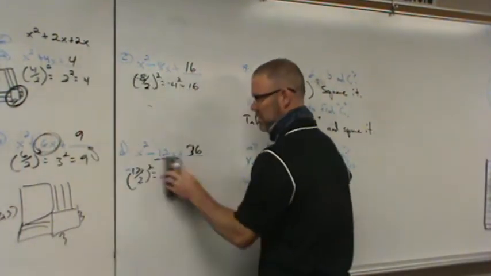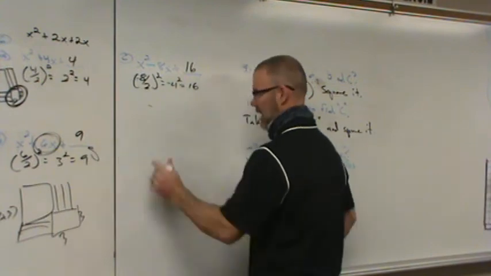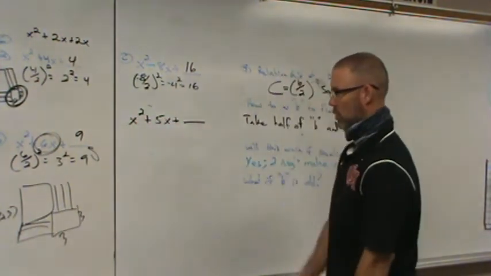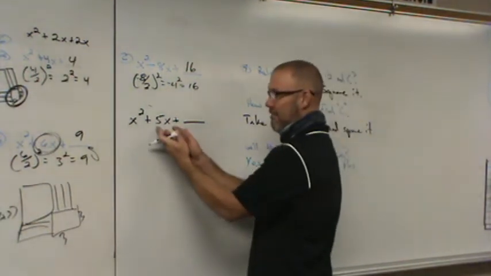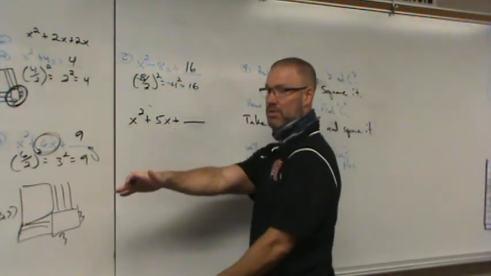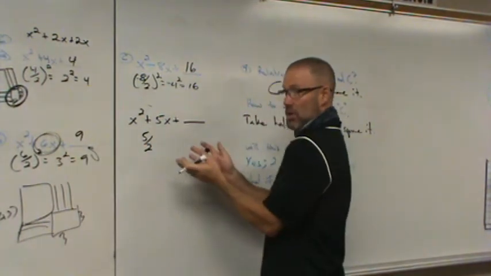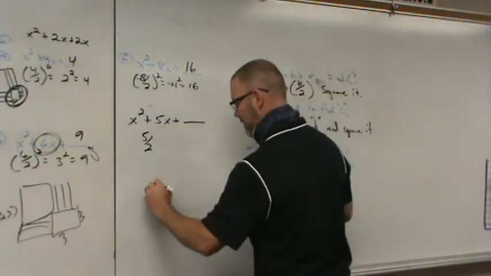The example we just did in class. We said, hey, what if we had x squared plus 5x plus something. Okay, b is odd. Well, half of that 5 has to go to one side and half has to go to the other. So 5 divided by 2. That means 2.5 has to go to one side and 2.5 has to go to the other.